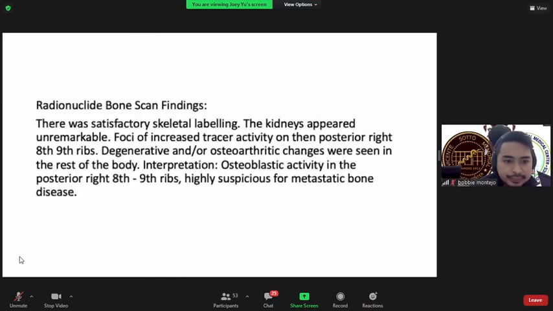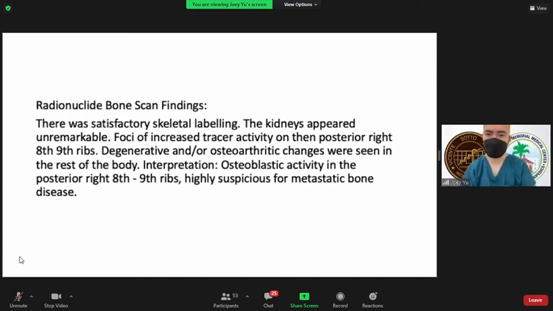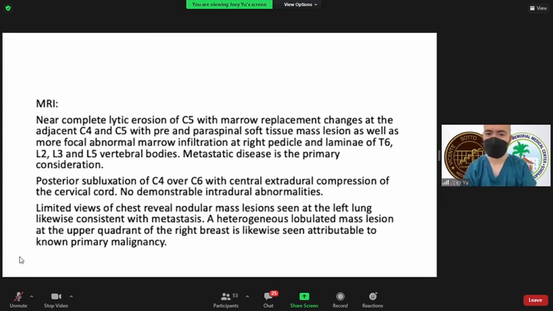So, radionuclide bone scan findings. There was satisfactory skeletal labeling. The kidneys appeared unremarkable. On interpretation, there is osteoblastic activity in the posterior right 8th to 9th ribs, highly suspicious of metastatic bone disease. Also, MRI was taken.